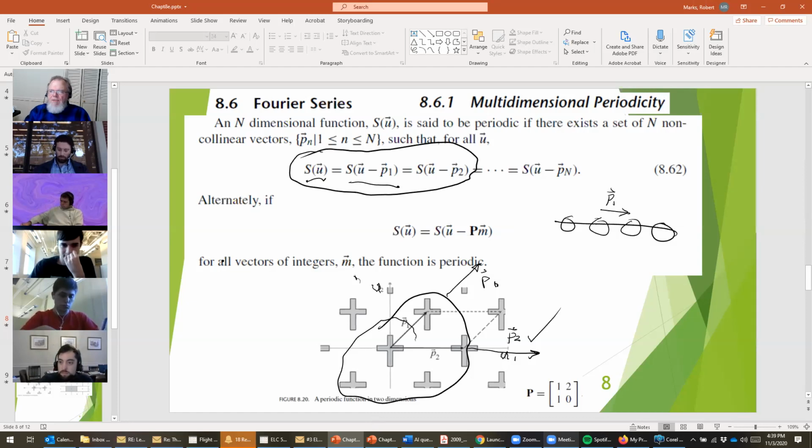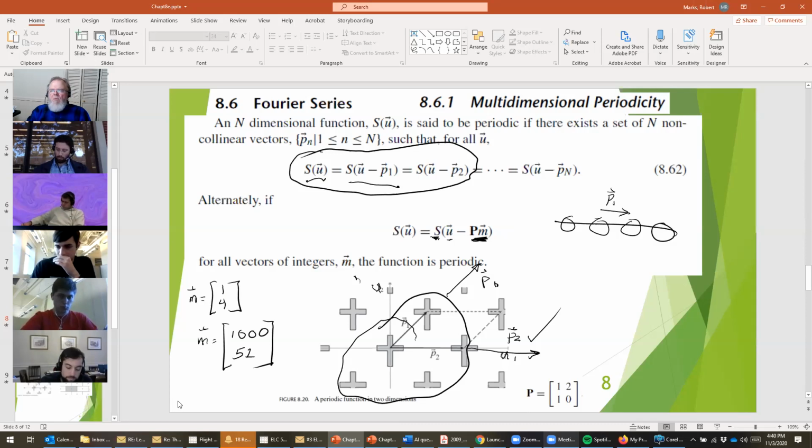Now this is equivalent to saying, if we take the original signal S of S and U, and we shift it by P sub M. What does P sub M mean? Well, P times M is the periodicity matrix times a vector of integers. So M, for example, is a vector of integers. It could be equal to 1, 4. It could be equal to 1052. Okay, but it has to be integers.